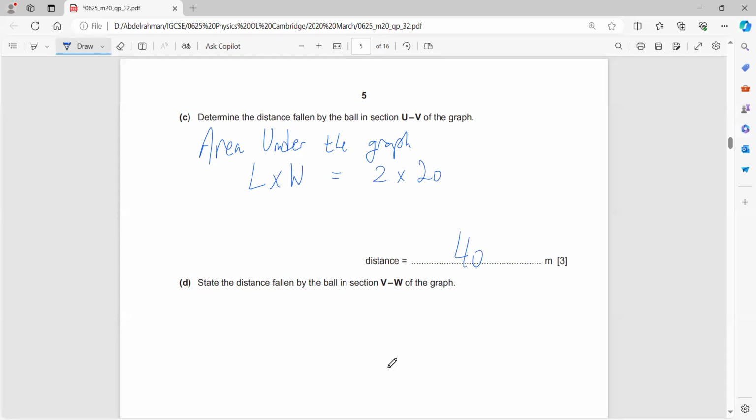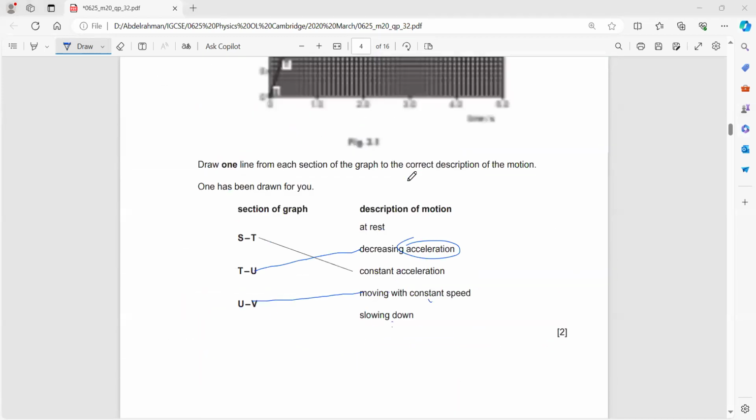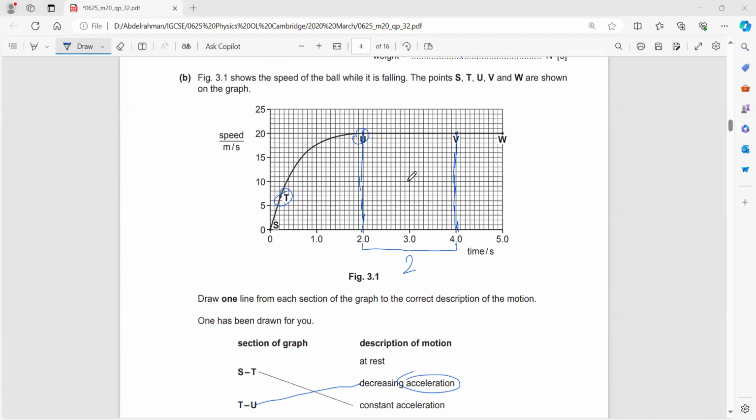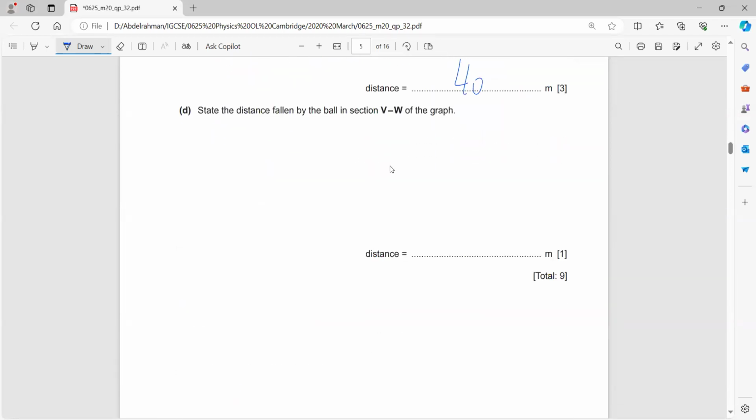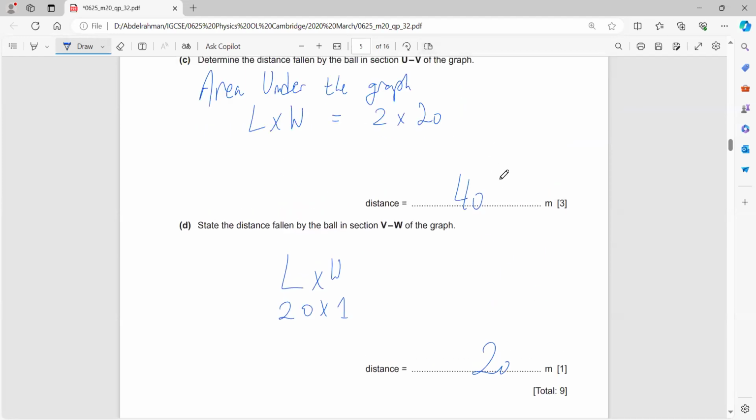State the distance fallen in VW. It's the same, but this time the width is only 1. Again, length times width, which is 20 times 1, which is 20 meters. Quite an easy question.